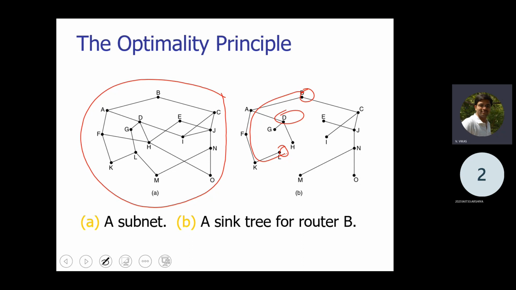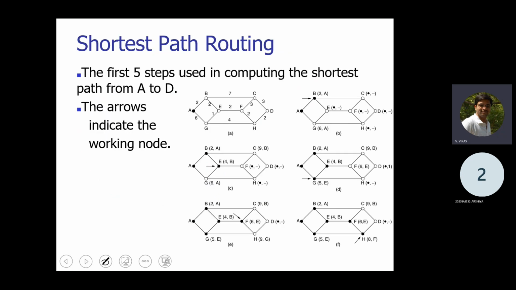The first one represents a graph or a subnet, and the second one represents a tree, which represents the shortest path from a particular node B to all the other nodes. This is just an example. So we are looking for shortest path routing. We will also consider the same thing when we discuss OSPF.